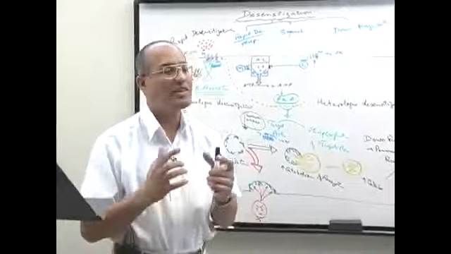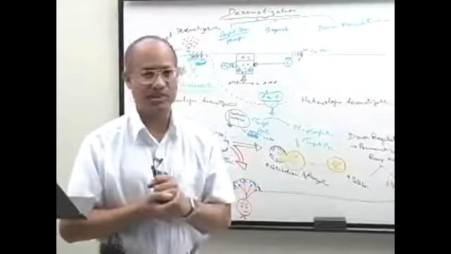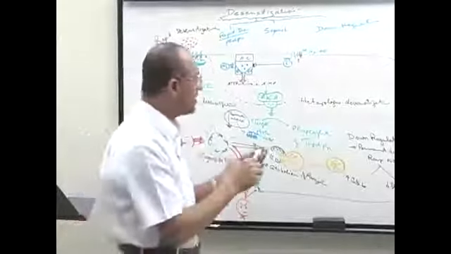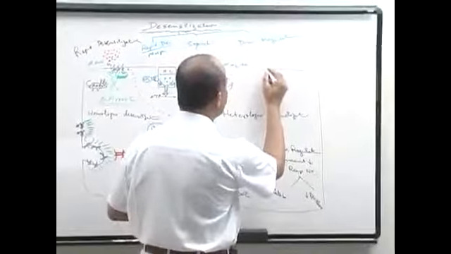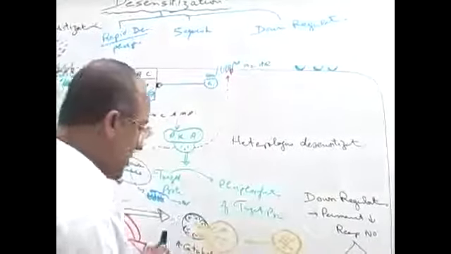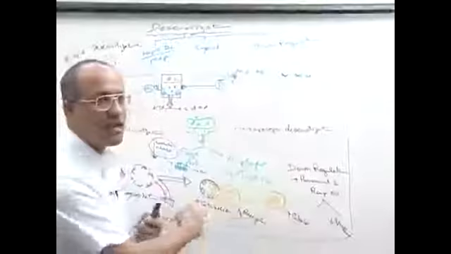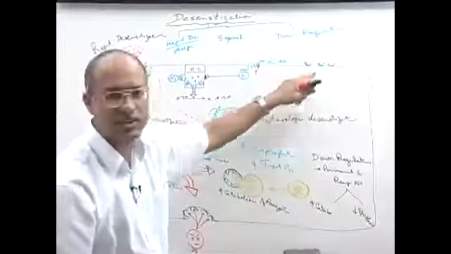Anyway, let's come back. What I'm talking about is that receptors can be upregulated also. Let me give you an example here. Let's suppose this is a cell from the heart. These are beta 1 adrenergic receptors.